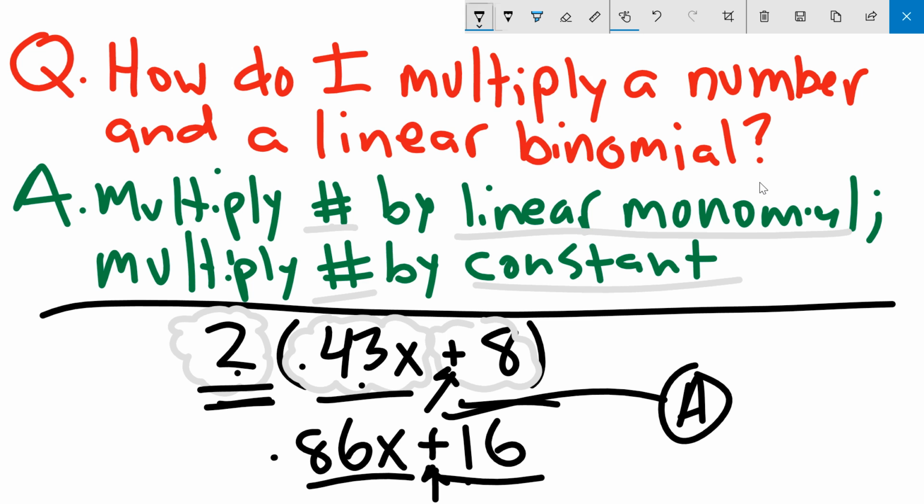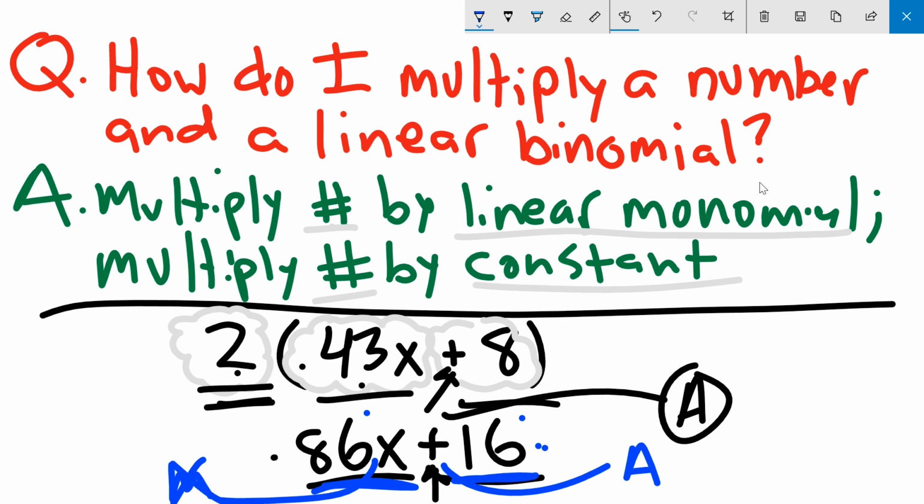Now, can we go further? Is it possible to go further? Let's look. Remember, we have multiplication. Can we multiply 0.86x, or 0.86 times x? Nah, it doesn't do anything for us. How about the addition? Can we add? Nope, because these are unlike terms. They're not like terms. Therefore, we can't. There's no x here, so we can't add this guy and this guy together. It's just not allowed. So that's how you multiply a number by a linear binomial.